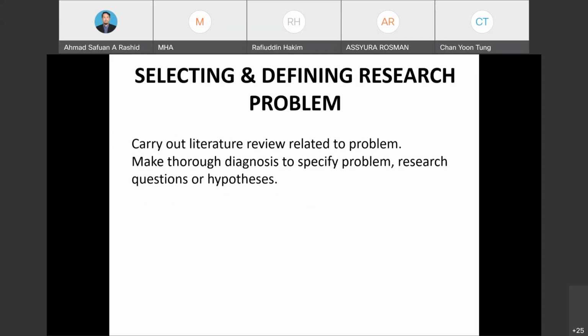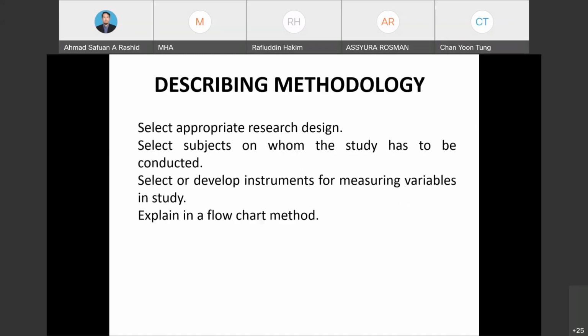So carry out the review, select the problem, make a thorough diagnosis to specify the problem, research question or hypothesis. Select an appropriate research design, select the subjects on whom the study has to be conducted, select or develop instruments for measuring variables in the study. Explain in the flow chart method. This is for the methodology part.